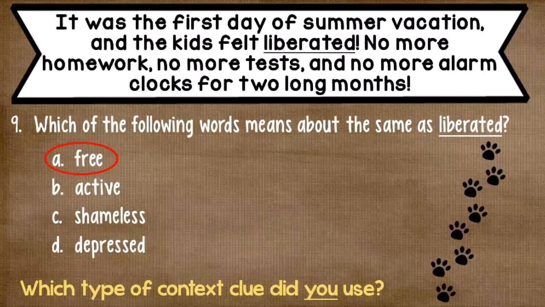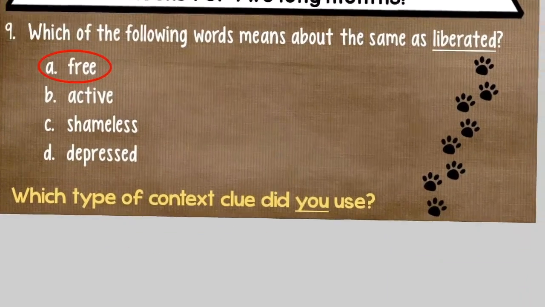They're telling us that liberated means free, but we've got to figure out what kind of context clue we used. Well, we see no more homework, no more tests, no more alarm clocks for 2 long months. So what are they doing here? They're giving us examples of things that the kids aren't going to have to do anymore. So I would say that's an example context clue. I could also see where somebody would say explanation, but to me, they're giving you examples of how those children are going to be liberated, so I would stick with that one.